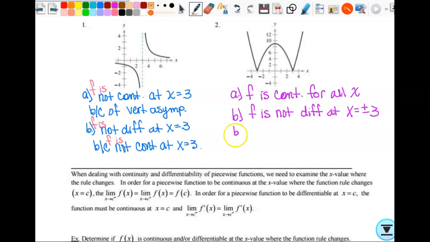And I would say because f has sharp turns at x equals plus or minus 3. Now, the official answer would be that the limits from each side of f prime of x don't equal each other. You could use the word cusp, something like that. Okay? Do we all have something that would sort of match that, even if our wording is different?